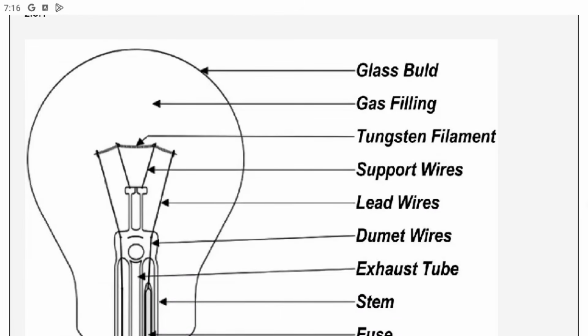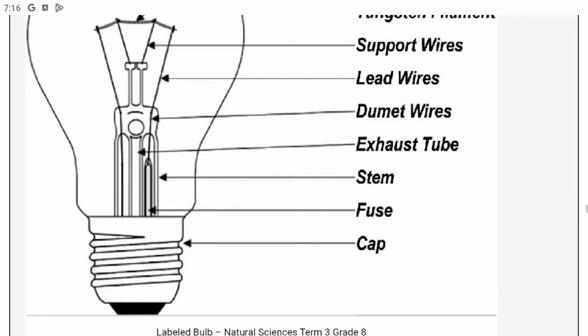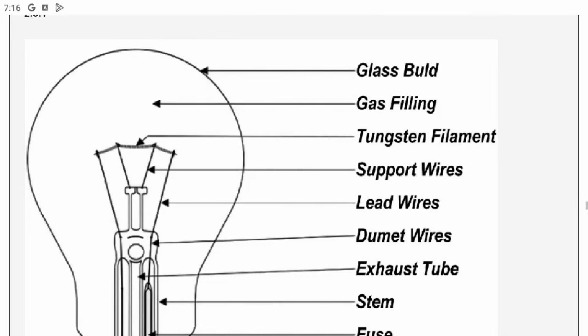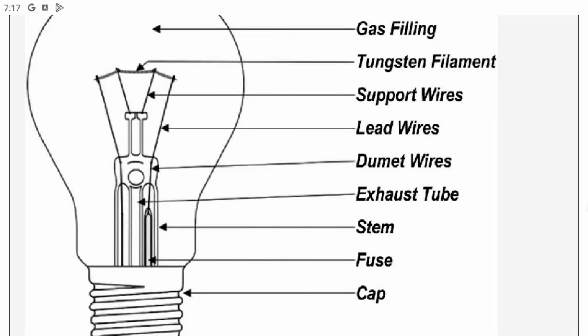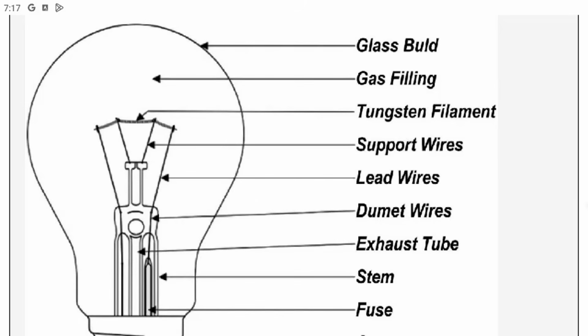So we have this picture that you guys can also download. All the labelings that are required, they are here, right? The parts are the glass bulb, the gas filling inside, the tungsten filament, which we were also talking about in the first questions, supporting wires, and lead wires. So make sure to also download this picture.